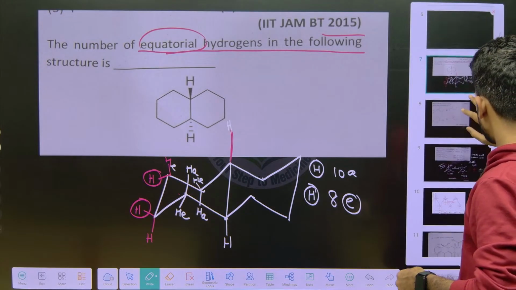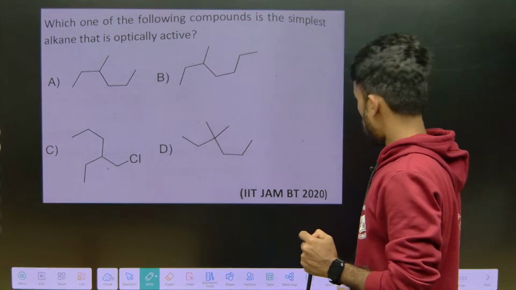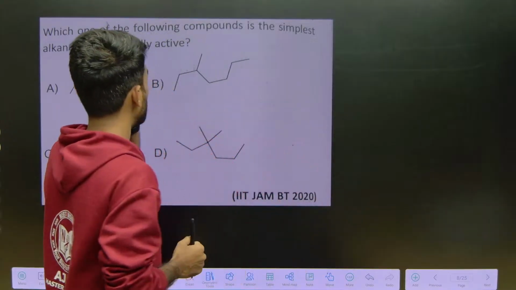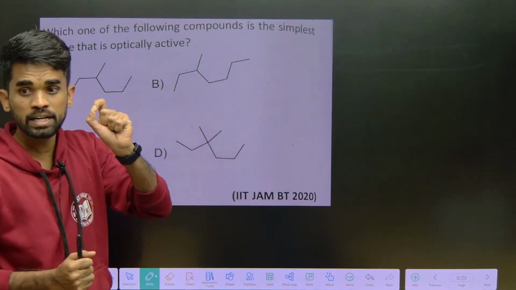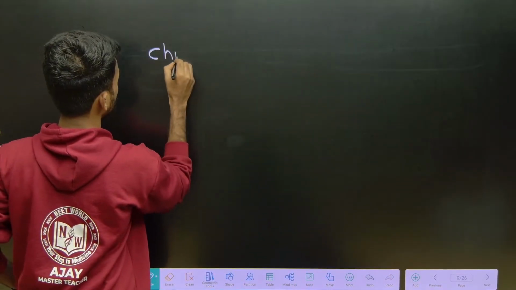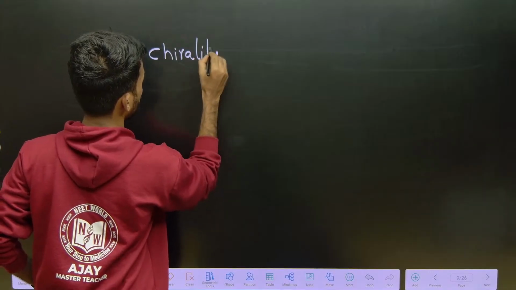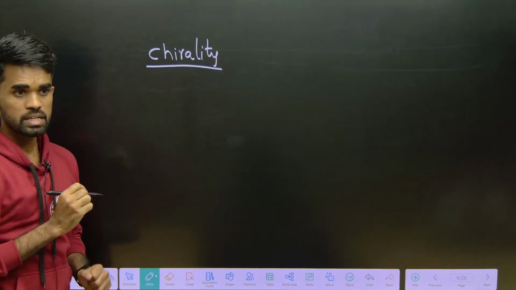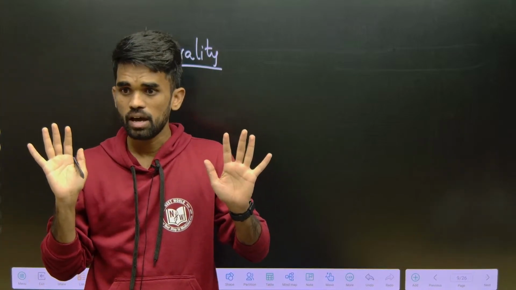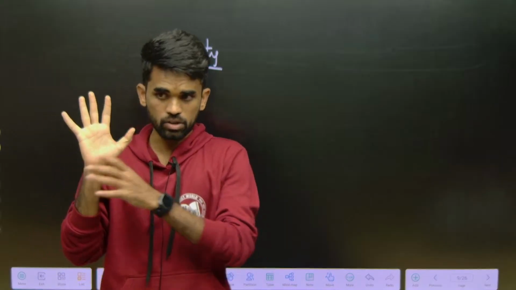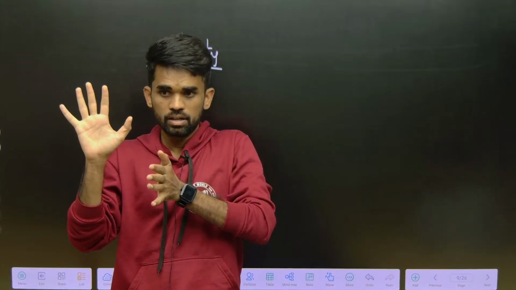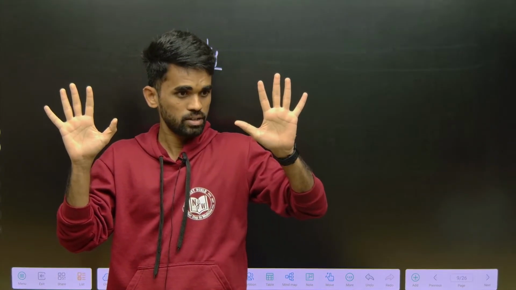Next. We have one more concept called optical activity. Before learning optical activity, we need to know something about chirality or chiral centers. So the first thing is chirality. What do we mean by chirality? In simple words, chirality means handedness. We have 2 hands. If this is my right hand and I place a mirror here, its mirror image will be my left hand.